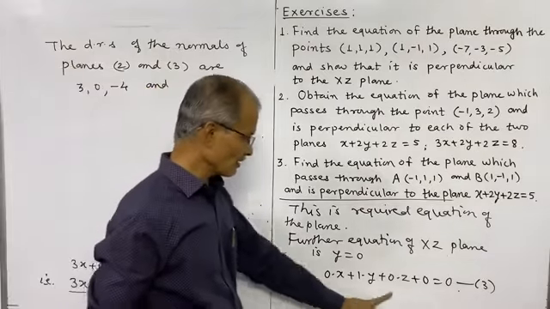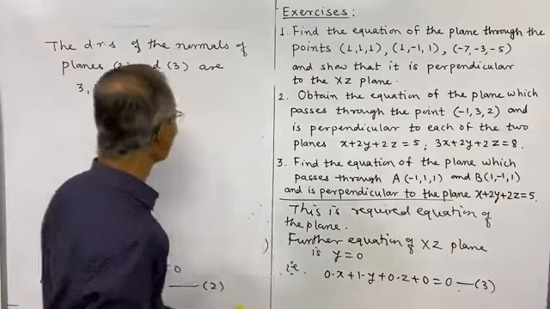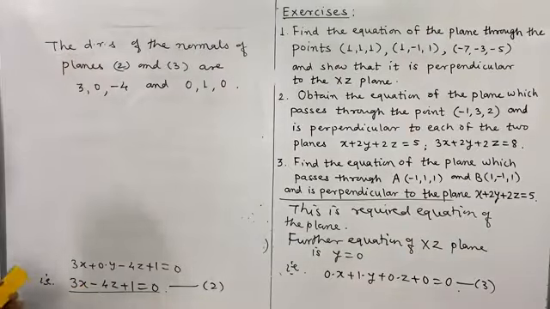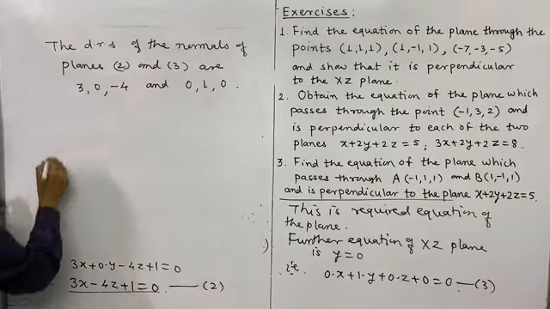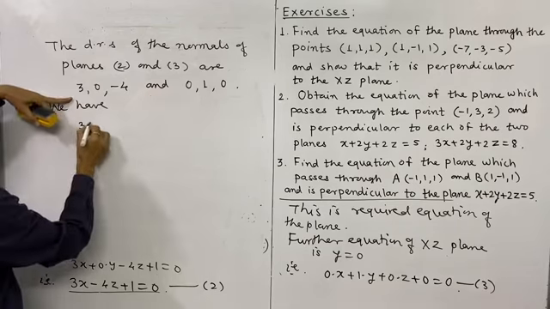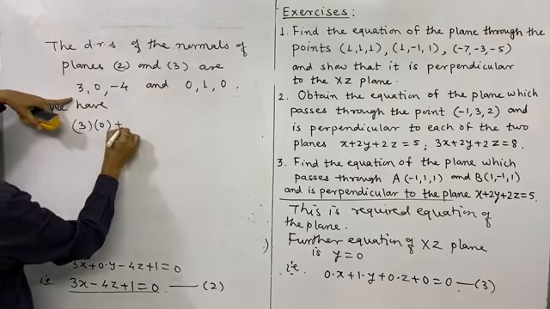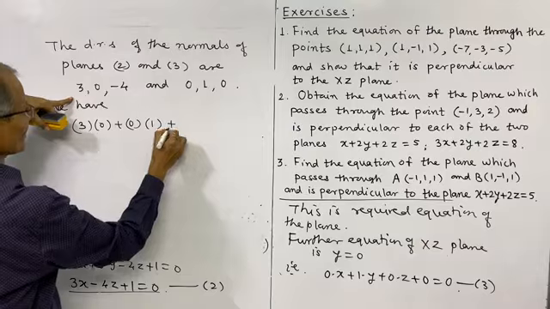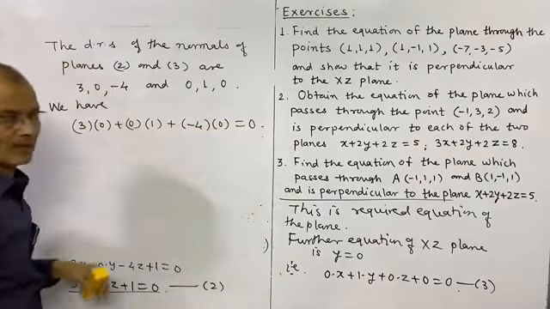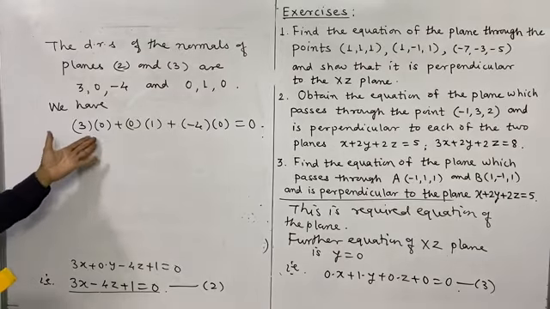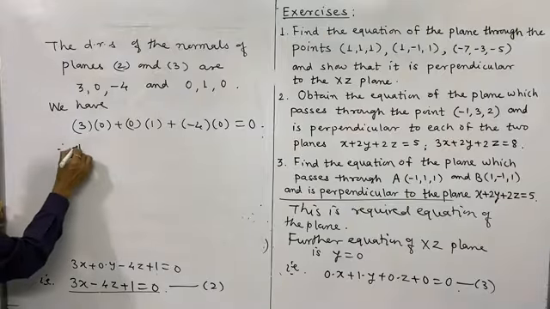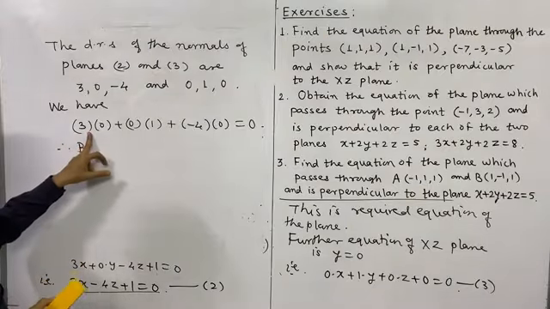And what about this third plane? 0, 1, 0. Now we can see the perpendicular condition. So we have 3 into 0 plus 0 into 1 plus minus 4 into 0 is equal to 0. And thus, by the condition of perpendicularity, the two planes are perpendicular.